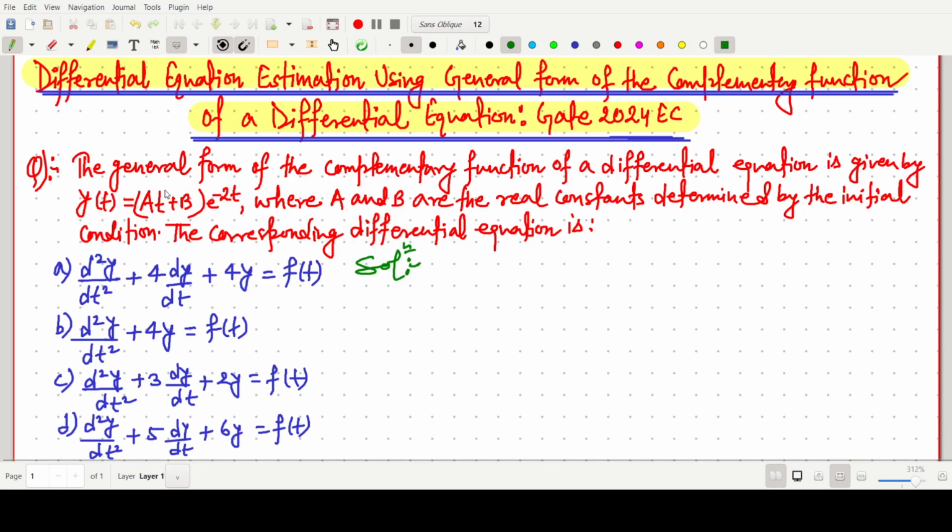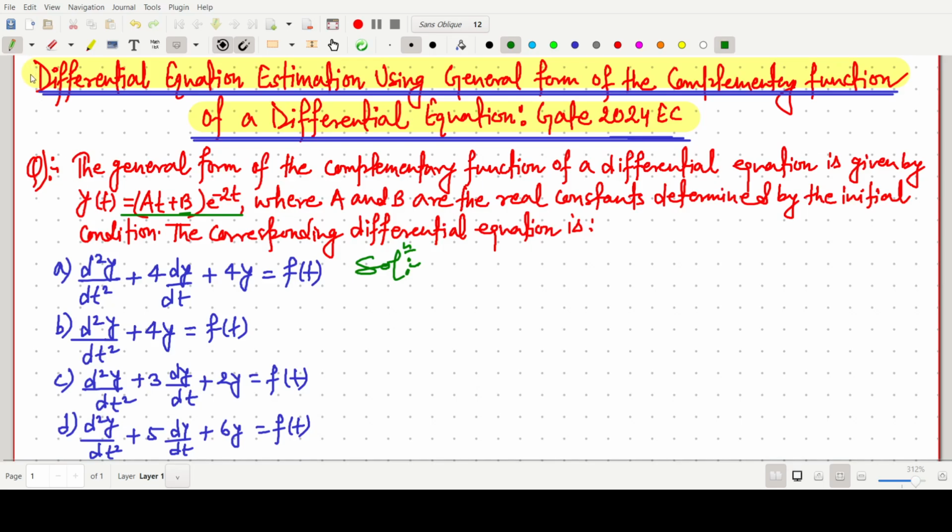So, the question is: the general form of the complementary function of a differential equation is given by y(t) equals (at + b) e^(-2t), where a and b are real constants determined by the initial condition. So the corresponding differential equation is okay. So these are the four options.